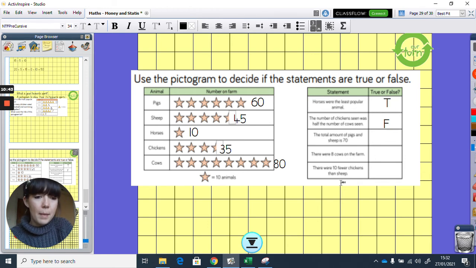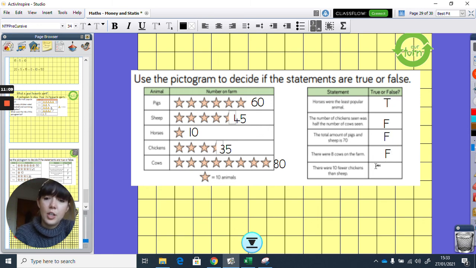The total amount of pigs and sheep is 70. So that's not right, is it? I think that's 70. That's false. It's hard to see though, isn't it? There were 8 cows on the farm. Were there 8 cows on the farm? No, there were 80 cows on the farm. That is trying to see whether you understand the key. Okay, that's what it's trying to ask you.